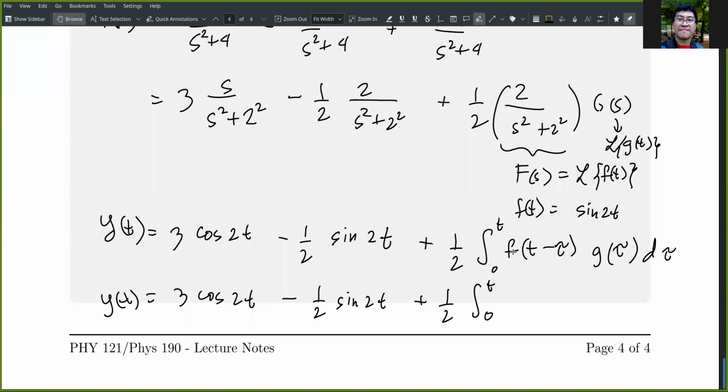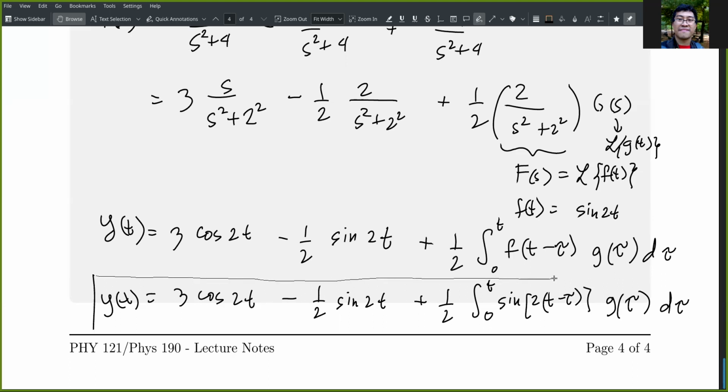This finally gives us 3 cosine of 2t minus 1 half sine of 2t plus 1 half the integral from 0 to t. For our function f(t), we change t with t minus tau. So you have sine of 2 times (t minus tau) times g. Let's say we call the inverse Laplace transform of this capital letter G small letter g, whatever that is. Let's just take the argument t to tau, and that would be our final answer. Unless we are given the value of G(s), we can get small letter g by taking the inverse, if possible.